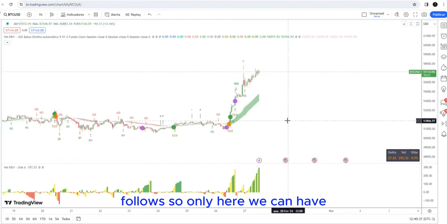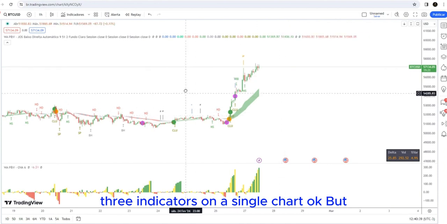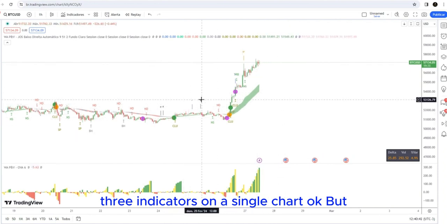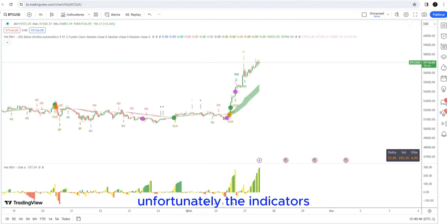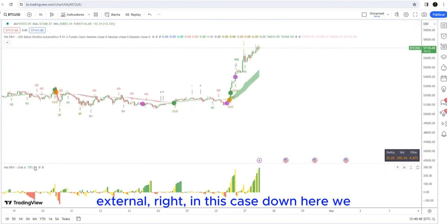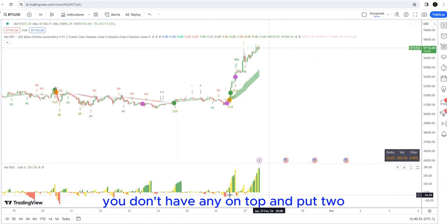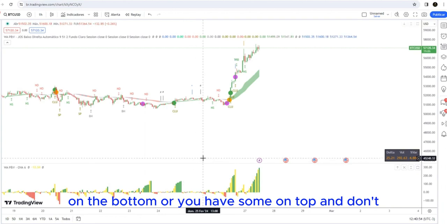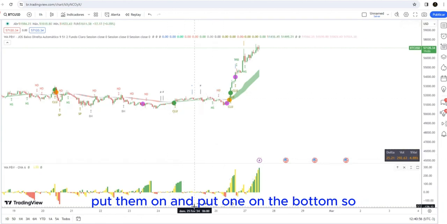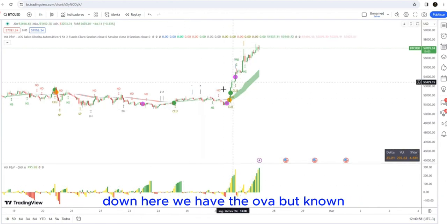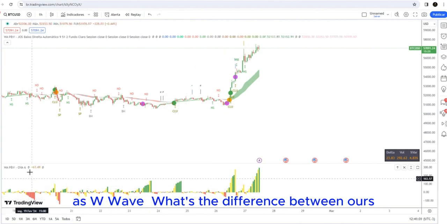So here we can have 3 indicators on a single chart, okay? But unfortunately the indicators are external. In this case, down here we can only put 1 at a time, or you don't have any on top and put 2 on the bottom, or you have some on top and put 1 on the bottom. So down here we have the OVA, also known as W wave.